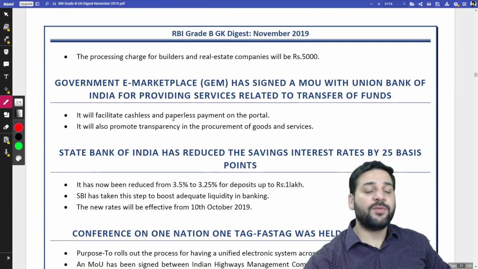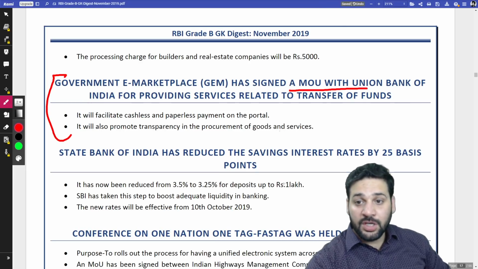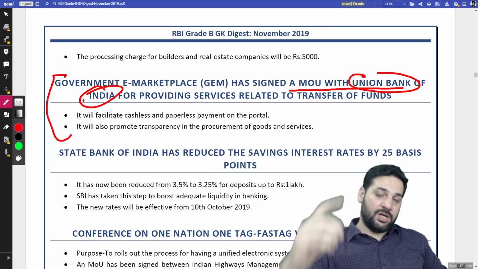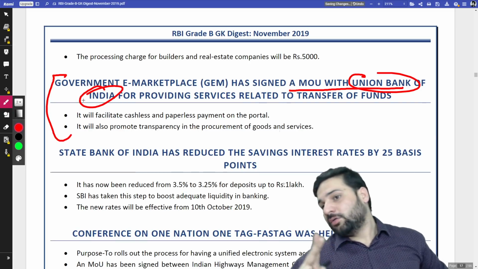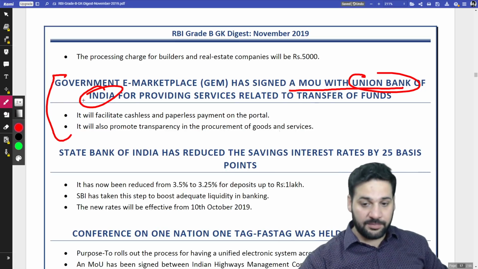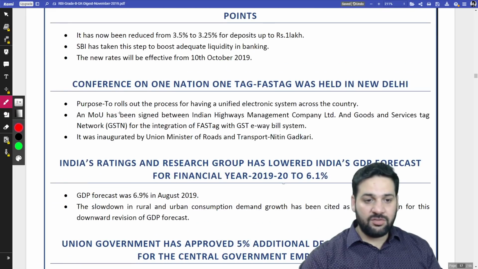So, this one is very important. The Government e-Marketplace GeM has signed an MOU with the Union Bank of India. तो ये याद रखो, with the Union Bank of India. Even, there are two MOUs, I would say. One with the Union Bank of India and another with the Federal Bank of India. तो ये बड़ा important है. SBI has reduced that. ये इन्होंने कम कर दिया.